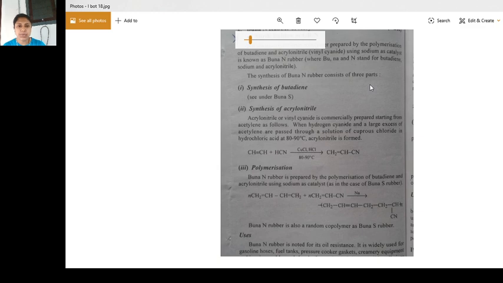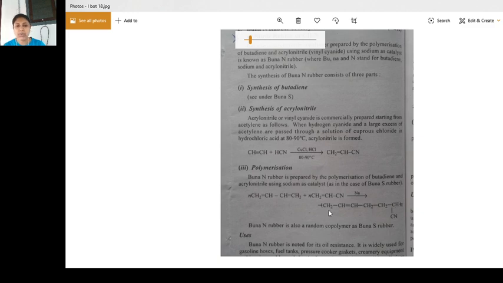And then these two, butadiene and acrylonitrile, undergo polymerization in the presence of sodium, and we get Buna N, that is butadiene, sodium and acrylonitrile rubber, Buna N rubber. That is a random copolymer, like Buna S rubber. So the monomers undergoing polymerization give a polymer like this.